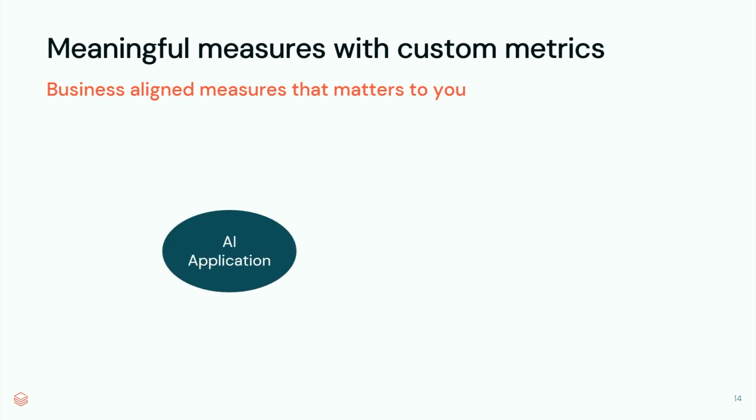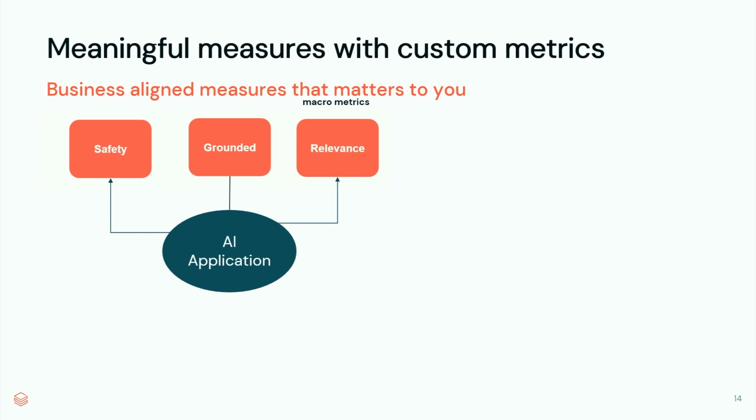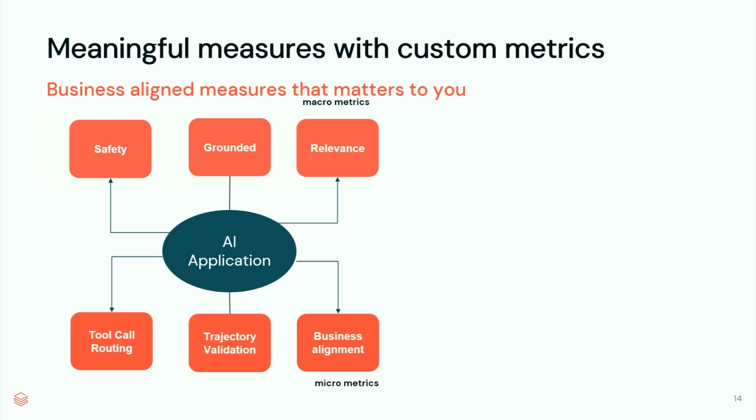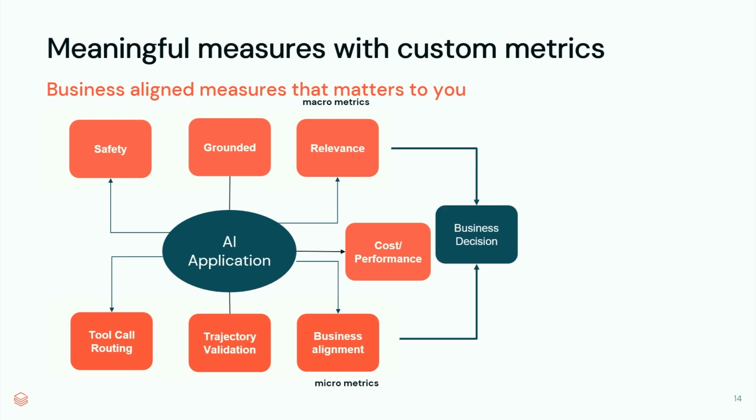You have your AI application, you have the macro metrics, you have the micro metrics, and then you have your performance metrics. All these three things together can go into your business decisioning process. And with all of these metrics together, you can make an informed decision of what to do. Should we ship it into production? Should we do some sort of tweaking? And so on and so forth.